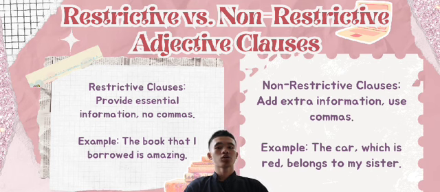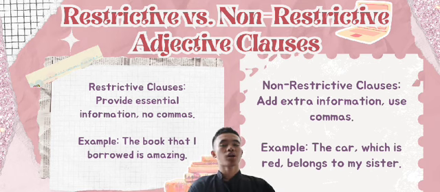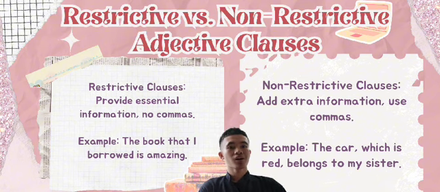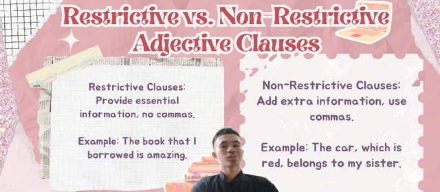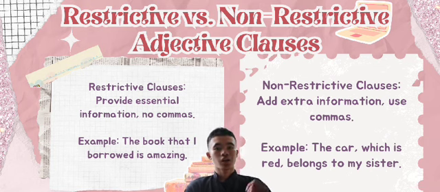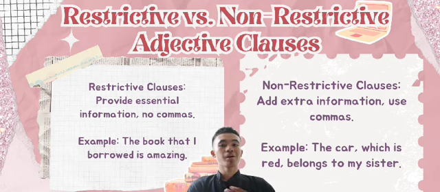The next one, I'm going to talk about the restrictive and non-restrictive adjective clause. The first one is restrictive clause. The meaning is it provides essential information and has no commas. The example is, the book that I borrowed is amazing. The next one, I'm going to talk about the non-restrictive clause. The meaning is it adds extra information and uses commas. The example is, the car, which is red, belongs to my sister.